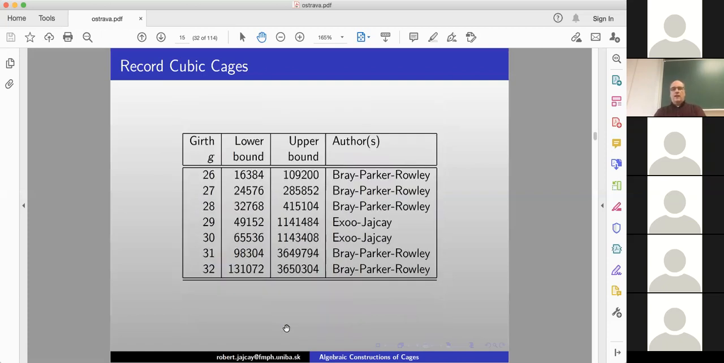Okay, and the table keeps going. This is the real end of the table. Beyond the girth 32, we don't record anymore because the graphs become too big. And you can see that the lower bound is 131,000, while the real construction has 3,600,000 vertices. So the difference is quite big. Okay, this is due to Brey, Parker, and Rowley.